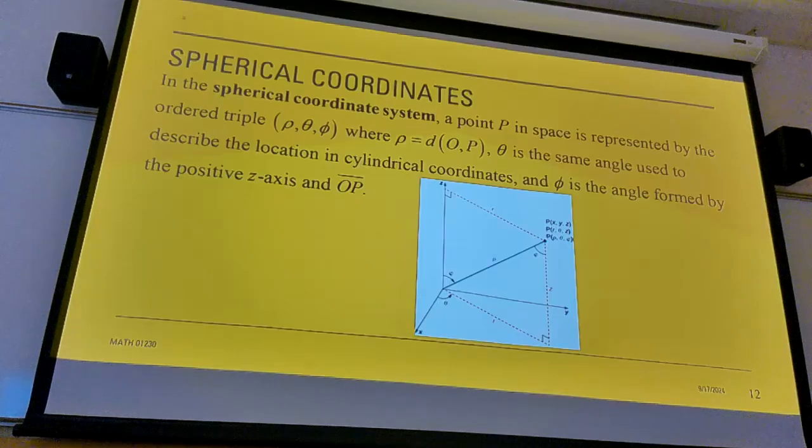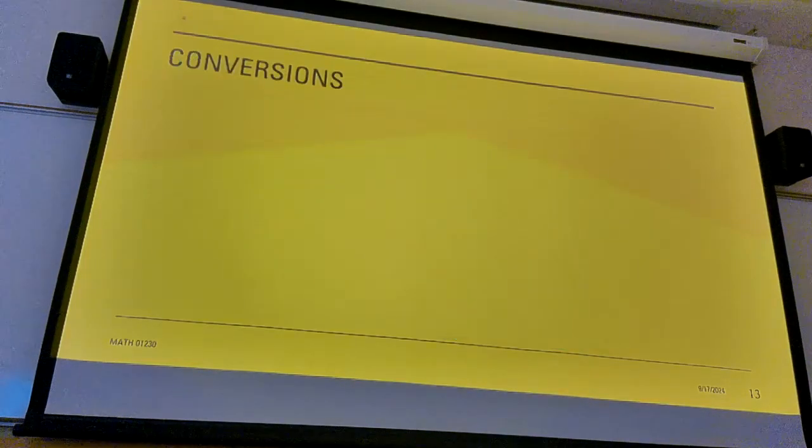Now, of course, the burning question in everyone's mind. How do we convert between coordinate systems? Well, cylindrical is simple because it's just polar with the added z equals z.